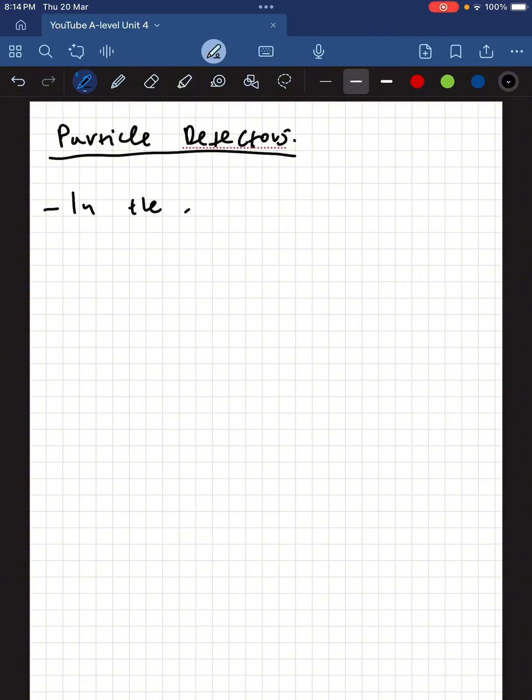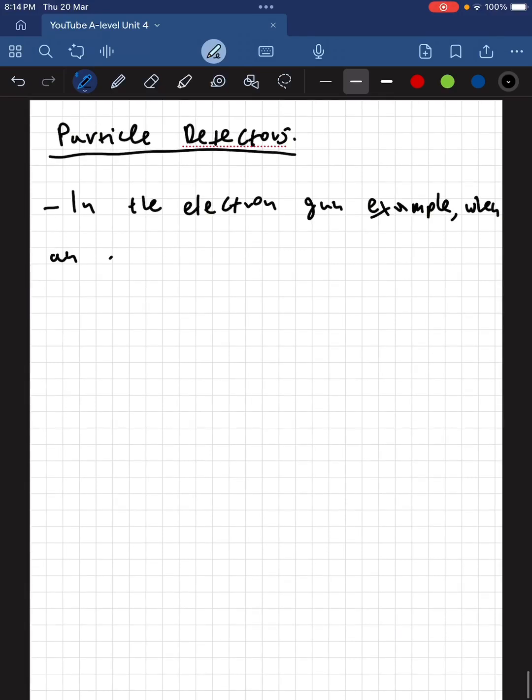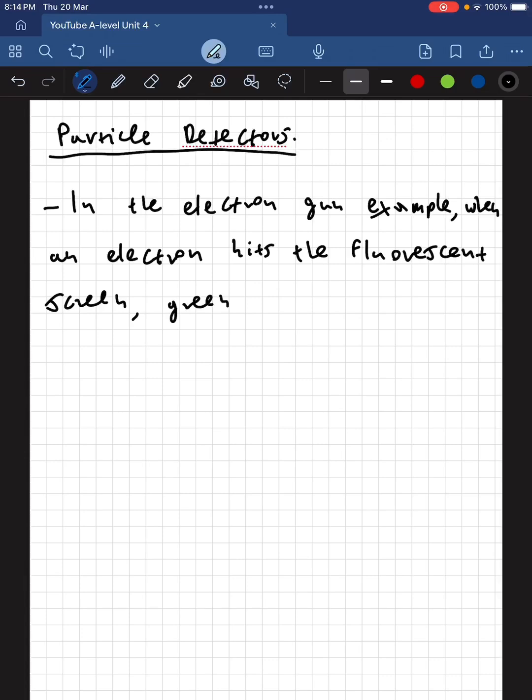So in the electron gun example, when an electron hits the fluorescent screen, green light is emitted. Emitted is with 2 M's, if I'm not mistaken. So anyway, how does this happen?